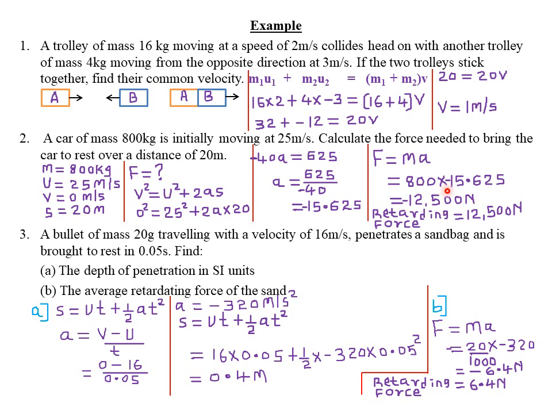Therefore, 800 times negative 15.625 meters per second squared will give negative 12,500 newtons. Again, the negative simply shows that the force is retarding. The force is bringing the body to a state of rest. Therefore, the retarding force will be positive, that is 12,500 newtons. The word retarding means that the body is decelerating, or the force is applied in the opposite direction. Therefore, the retarding force, or the force being applied in the opposite direction, is equal to 12,500 newtons.